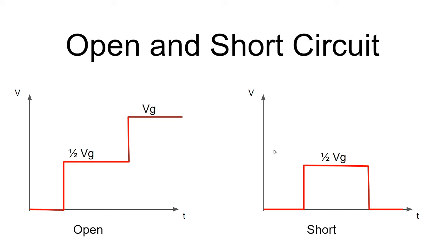In the case of a short circuit, the TDR will send out a signal, half VG again. It'll go all the way down the line, all the way back, and then it'll just drop down to zero, because the short will send back a voltage that is negative half VG. So these two graphs we want to keep in mind as we go into the next examples.